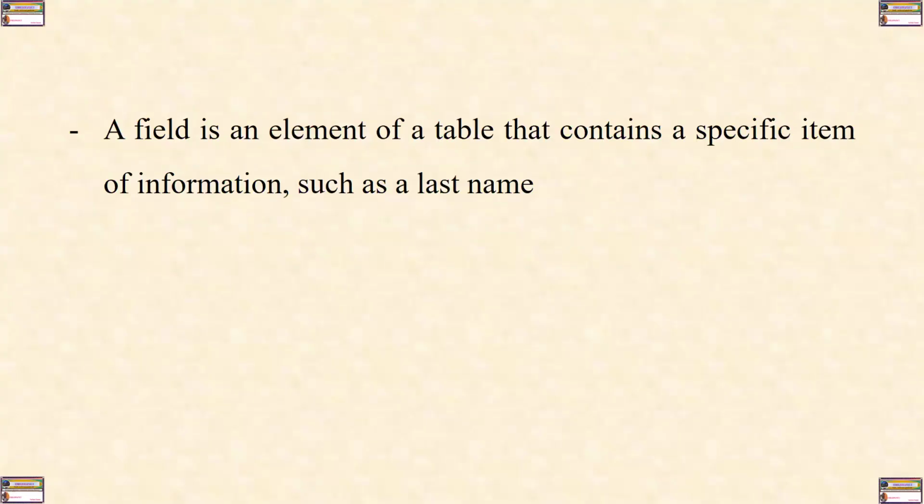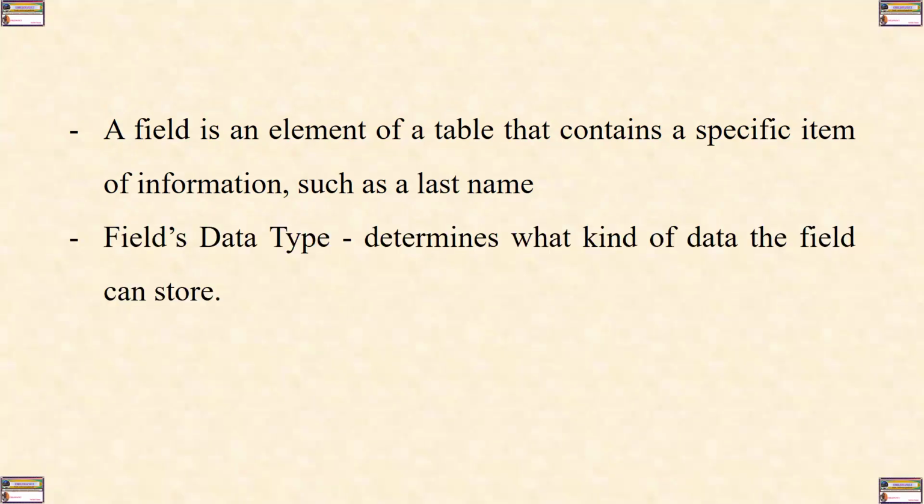When we speak about a field, it is an element of a table that contains a specific item of information, such as last name, first name, date of birth, amongst others. The field's data type determines what kind of data the field can store.